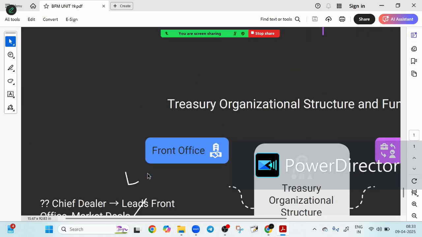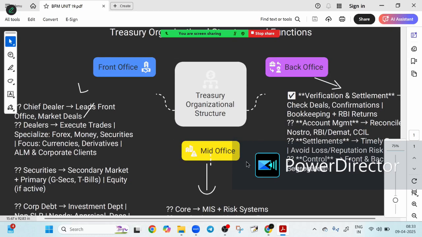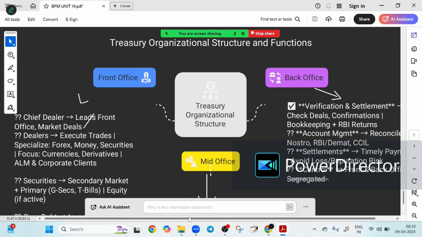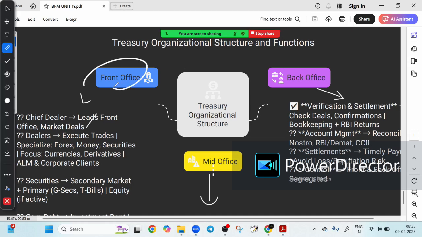Now friends, the last slide we have, this is a super important slide where we are looking at front office, mid office, and back office. Very, very important from an examination point of view. Behind the scenes of every successful bank treasury lies a well-organized machine divided into three core zones: front office, mid office, and back office. So let's decode the role and responsibility of each. First, let's talk about the front office, as you can see here. This is the face of the treasury operation, where the market action truly happens.